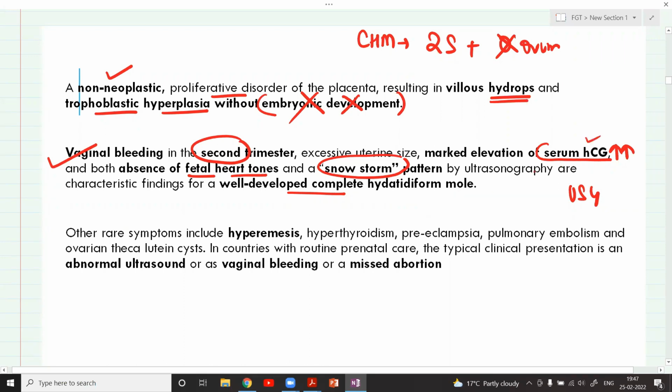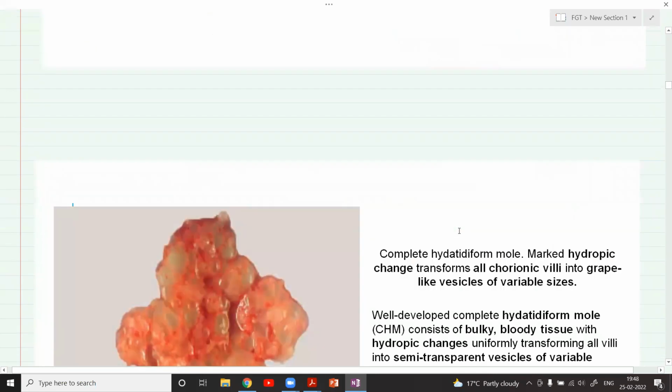Now, because of the excess amount of HCG, the patient might have excess vomiting. So hyperemesis will be there. Other non-specific symptoms are there, which I am not telling you. So this is a very important definition.